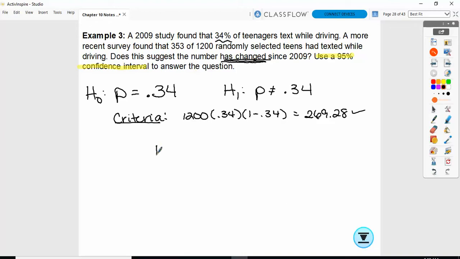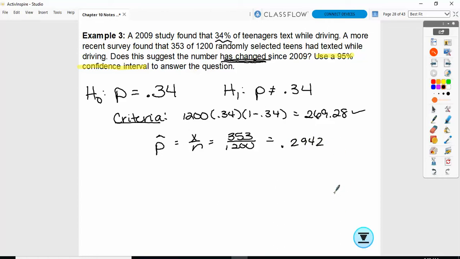We're also going to need to find our p-hat. We know p-hat is x over n. So what is it in this scenario? So we get 0.2942.